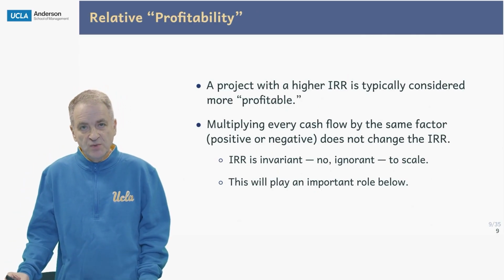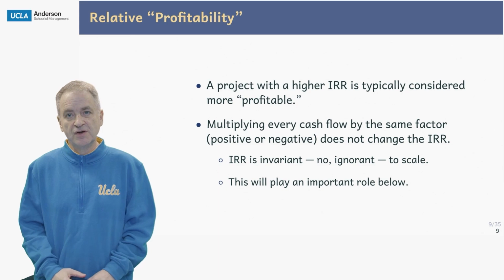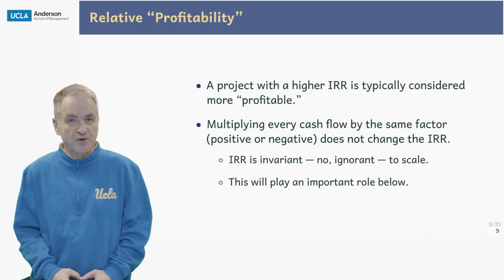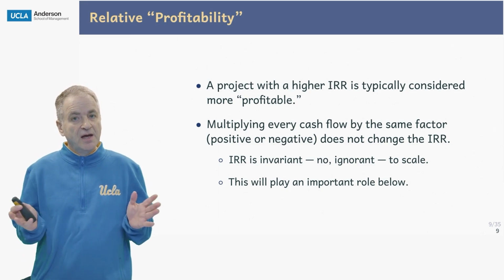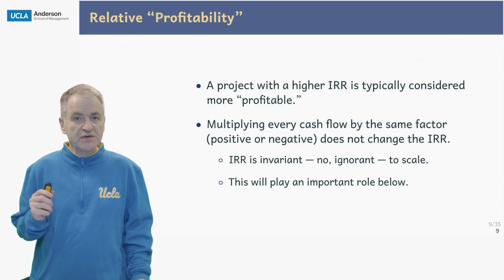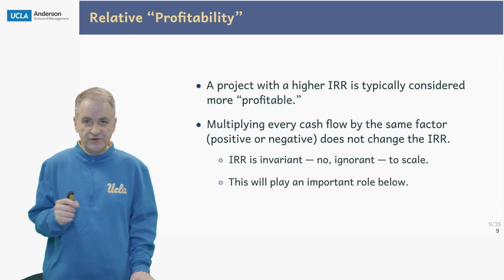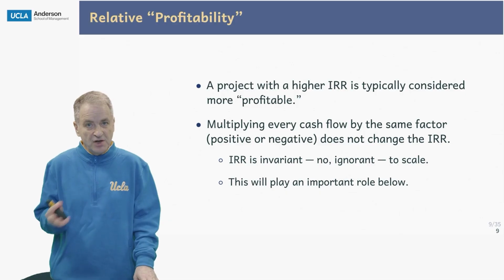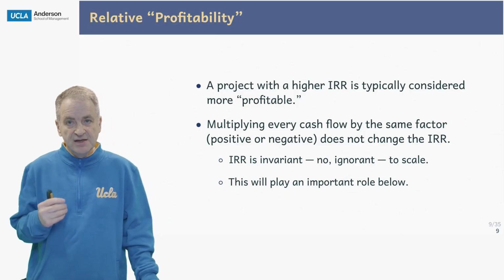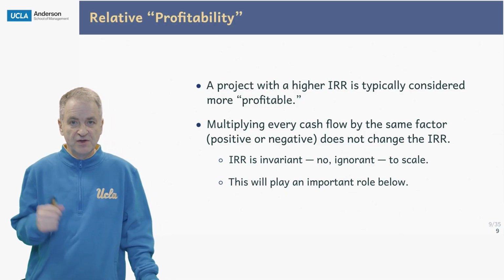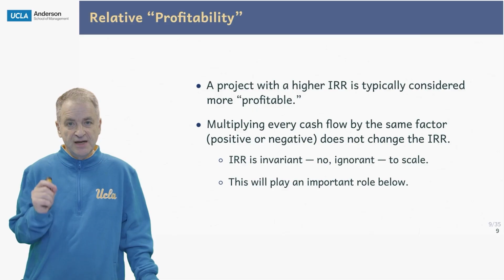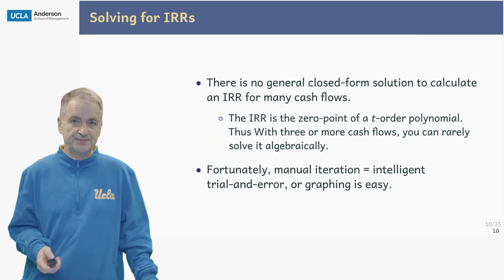A project with a higher internal rate of return is typically considered more profitable. An IRR is also invariant to scale. So if you multiply every cash flow by the same factor, positive or negative, it still gives you the same internal rate of return. And that's going to play an important role below.